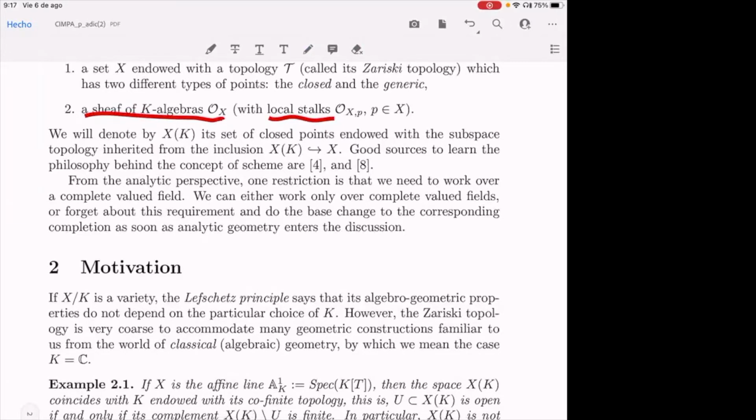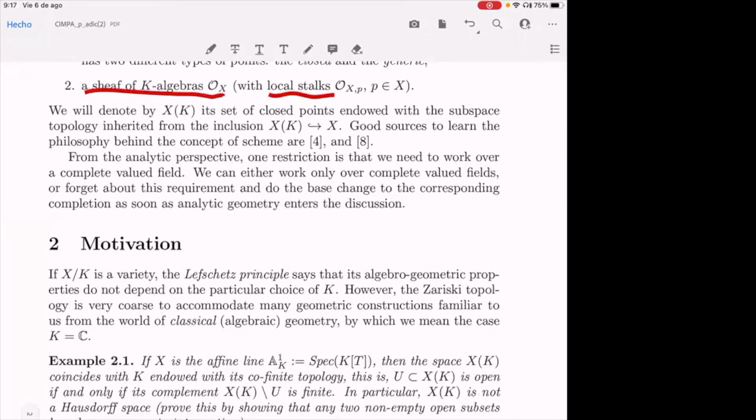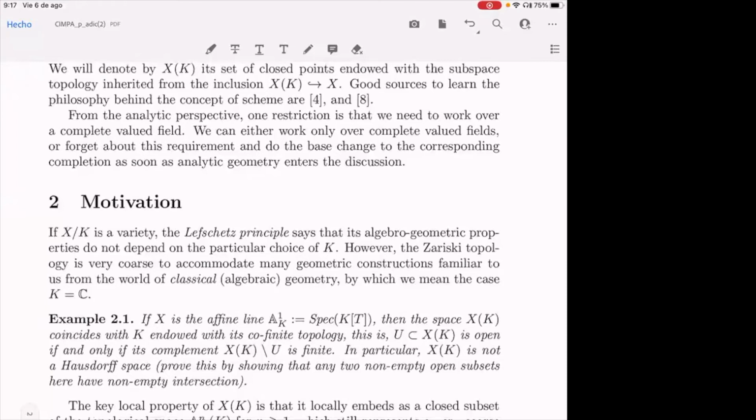Also, X(K) is going to be the set of closed points. I will always take this endowed with the subspace topology. And if you want to read more about this, I really recommend the book by Eisenbud and Harris, The Geometry of Schemes, if you want to know more about the philosophy of scheme theory. Also, the book by Liu is very recent. That's a good source of material.